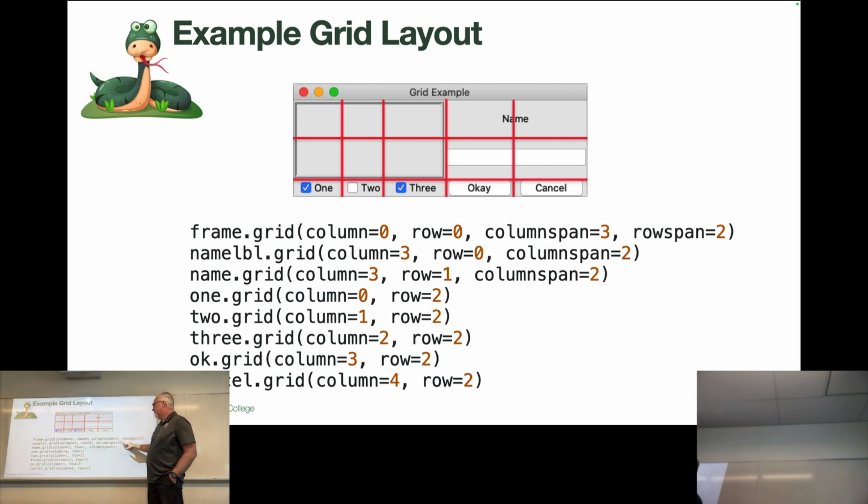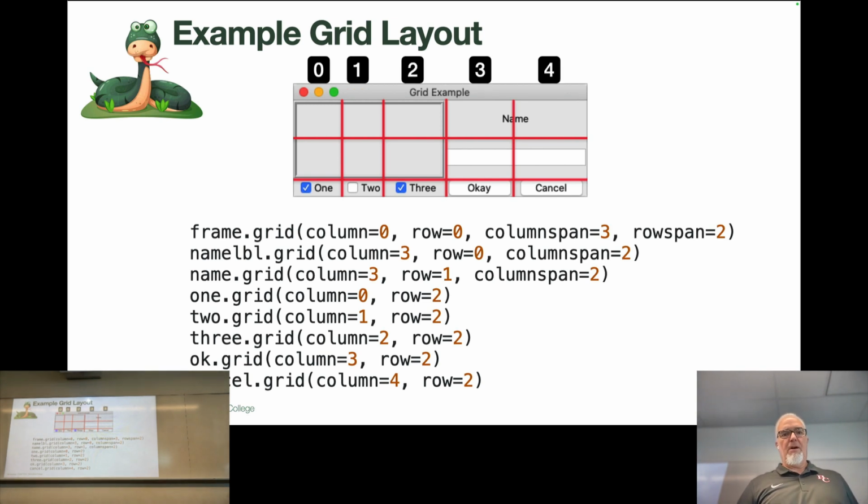And then there's a label here, right? The name label. The label spans two columns, and then the entry for the name spans 2 columns. So each one of those is in a single row, but spans 2 columns, and then each one of these is in its own row and column combo. So if I break this down, there are 5 columns and 3 rows.